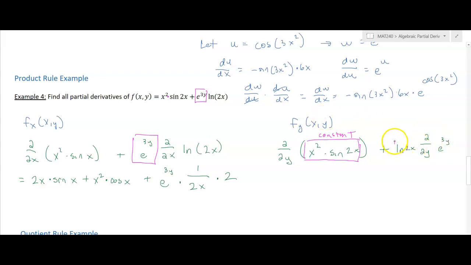And so once again, natural log of 2x is a constant. So the first term will be very easy to take the derivative of. The rate of change of a constant is 0.